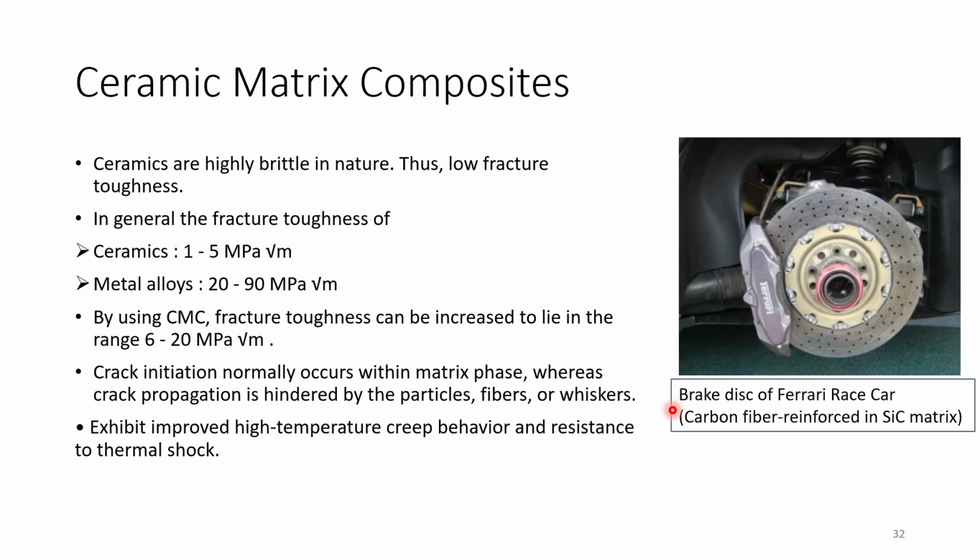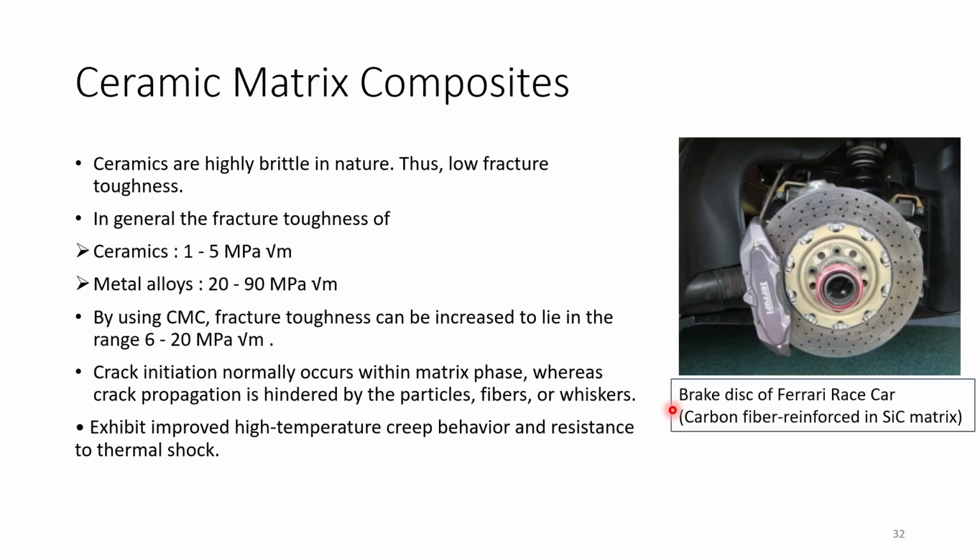Ceramic matrix composites. So ceramics are highly brittle in nature, thus they have low fracture toughness. And in general, the fracture toughness of ceramics is from 1 to 5 MPa under root meter, while for metal alloys it is 20 to 90 MPa under root meter. So it is around 20 times higher.